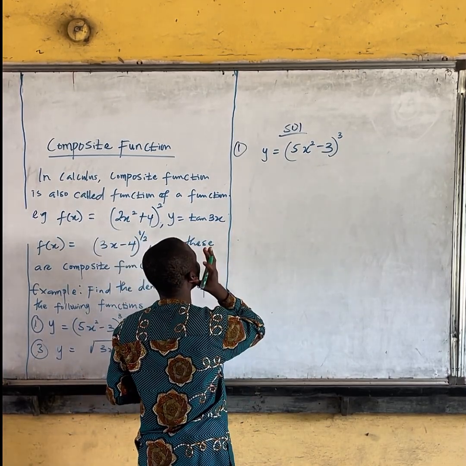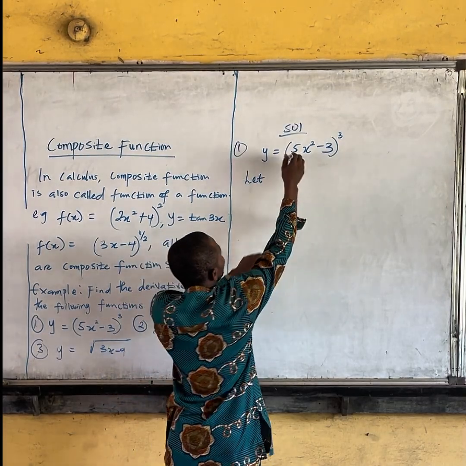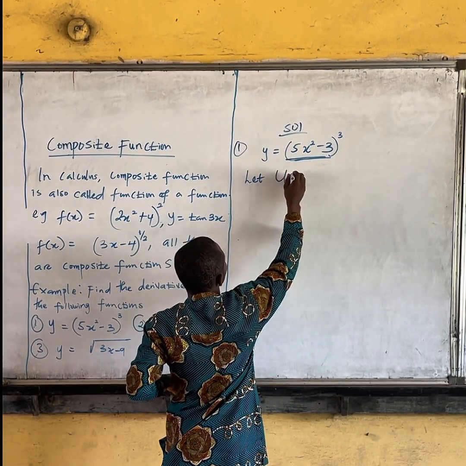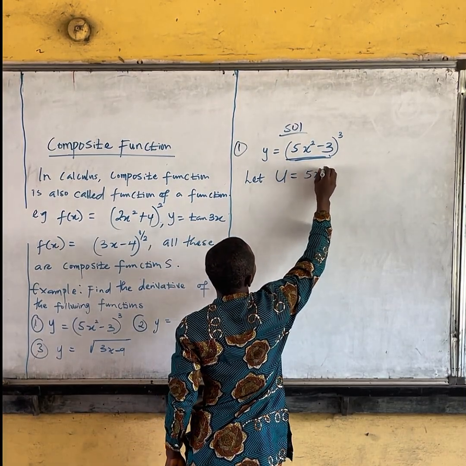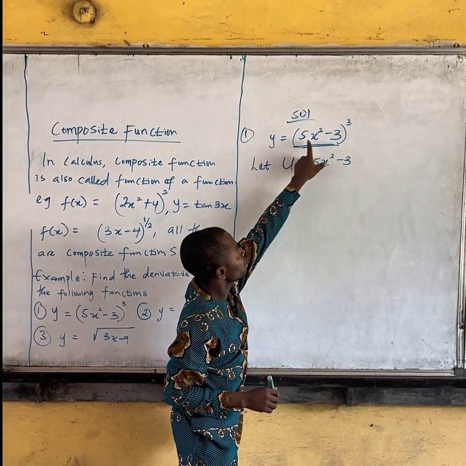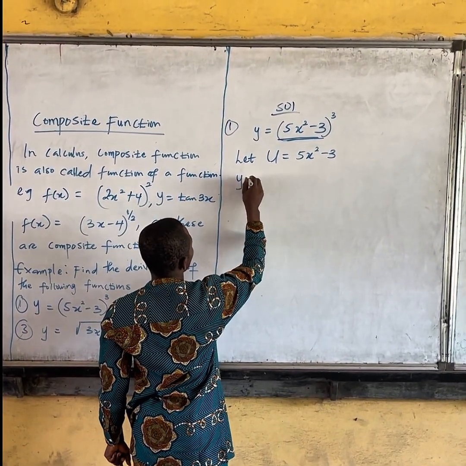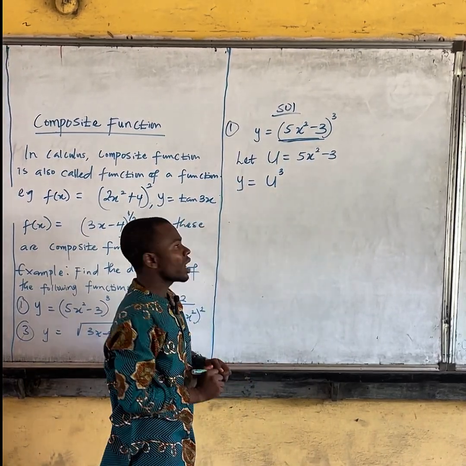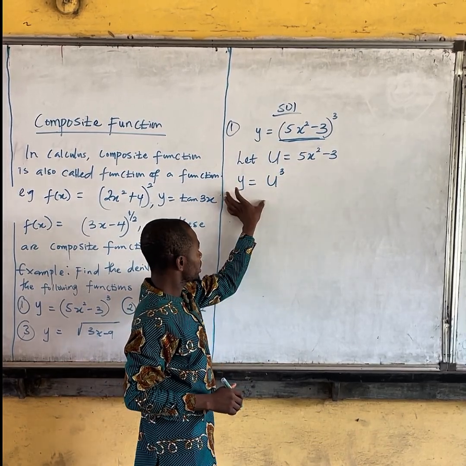According to chain rule, let me give out the concepts. Because it has been composed, we say let the function itself, leaving the power, just leave the power. Let u represent the content in the function, which is 5x squared minus 3. We are representing 5x squared minus 3 as u. So which implies that y will now be, since everything here is now u, u raised to the power of 3.